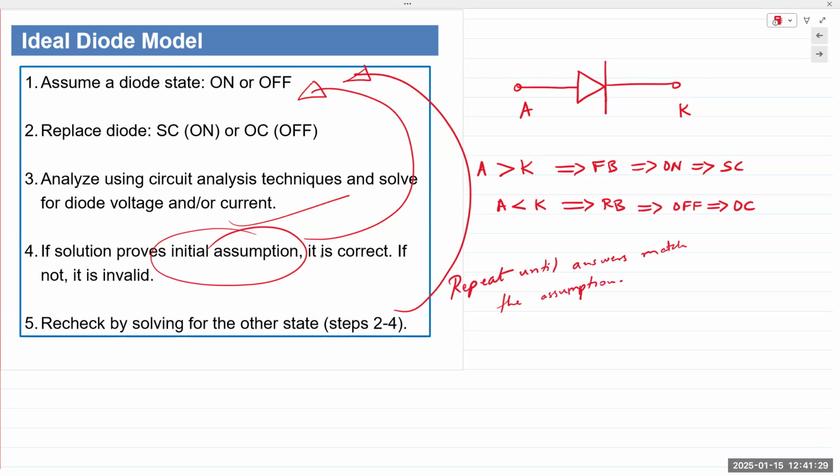All right, questions? Shall we go to the examples? Okay.